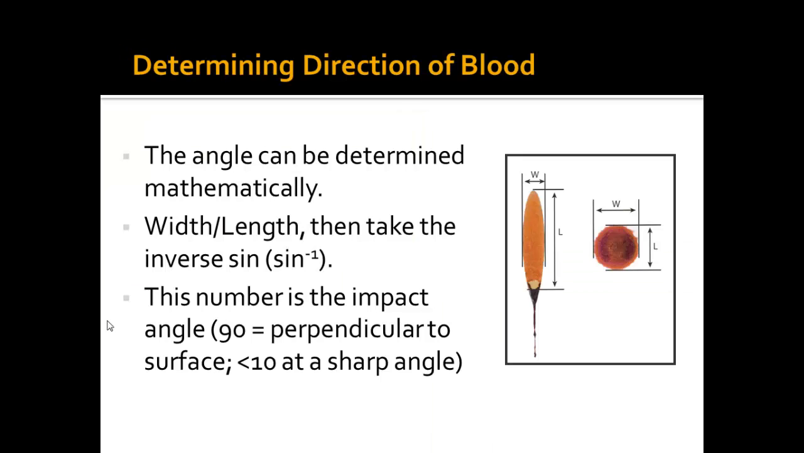So how do we determine where the blood came from? We need to figure out the angles at which it impacted the surface that we find it on. We will be doing a lab with this in class, but you will basically be measuring the width and the length of the blood drop, and then we can calculate the angle from that. Again, it's just a problem of solving triangles.